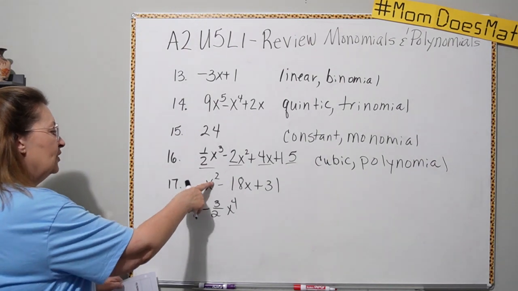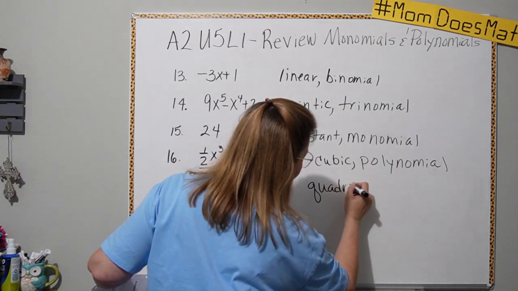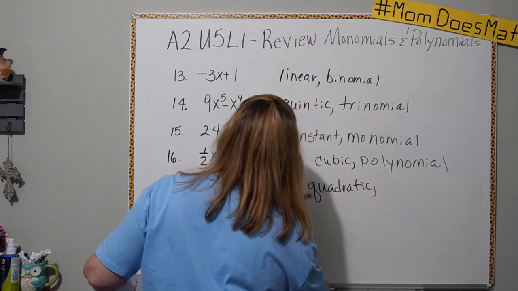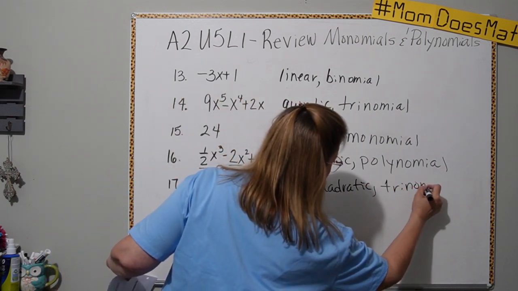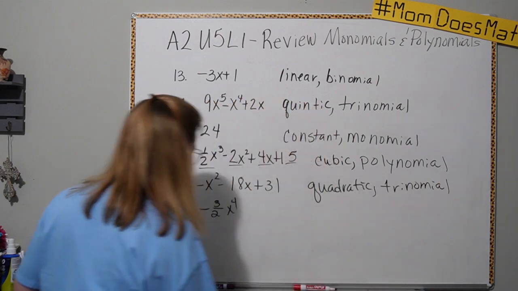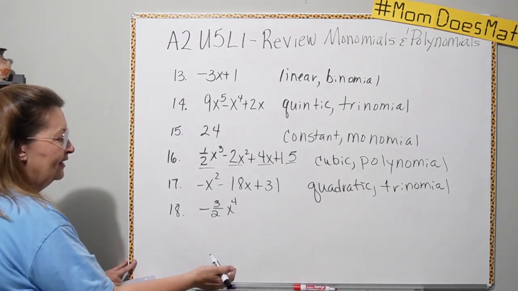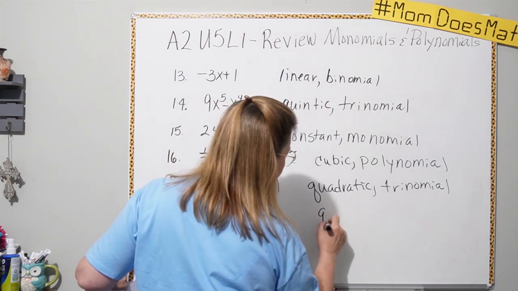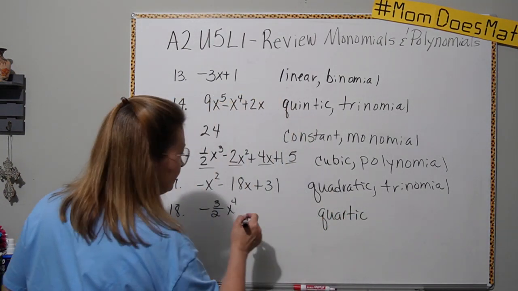Okay, degree here is 2, so that's quadratic. And how many terms do you have? 3. So that's a trinomial. And then here, what do I have? 4 is my highest degree, so that is quartic. And it's a monomial.